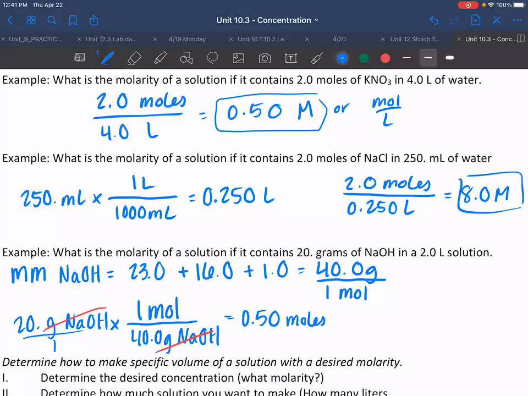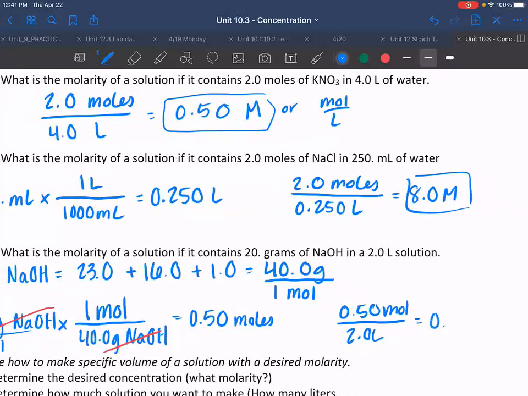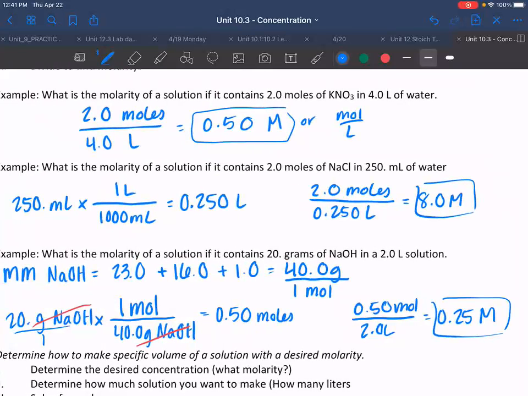We now have our top number, so we'll take 0.50 moles, divide that by our 2 liters, which gives us 0.25 molar. Any questions on this here? So I know it's been a while since we've done conversions, but the biggest thing is if you have grams, you divide by the molar mass. If you have moles, you multiply by it. So we'll do some examples here. Any questions before I move on?